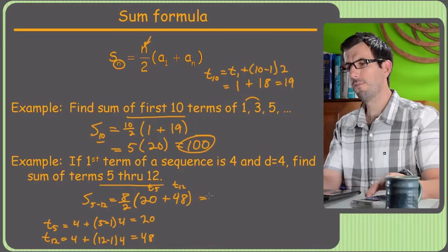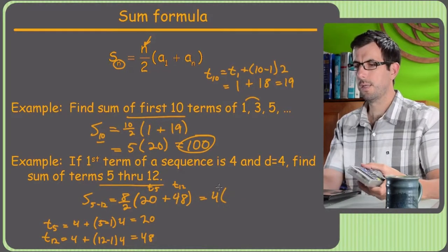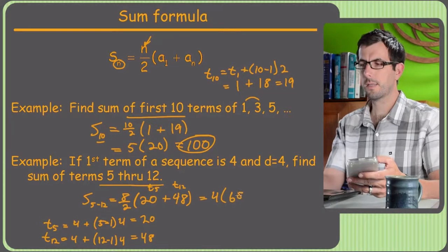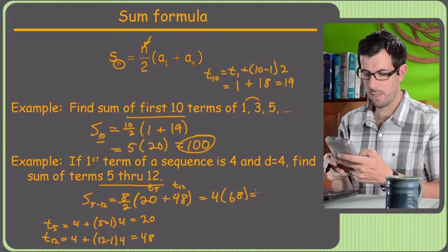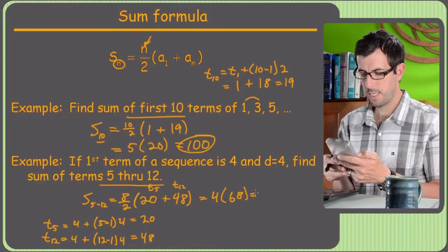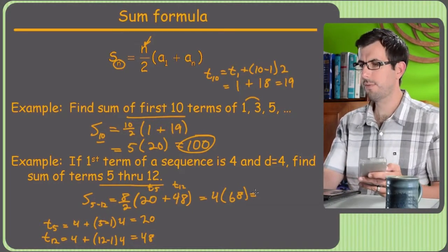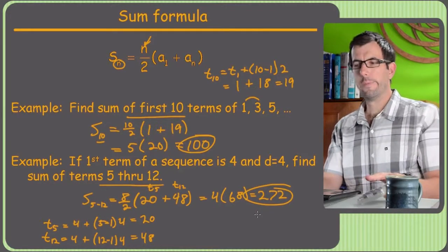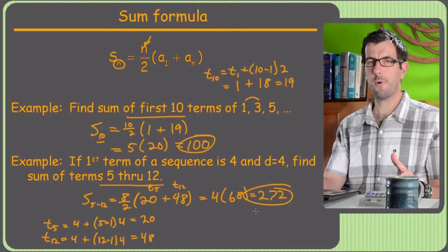Oh man, so 4 times 68, 4 times 68, 272. Pretty crazy, right? All right, so that's how we use the formulas.